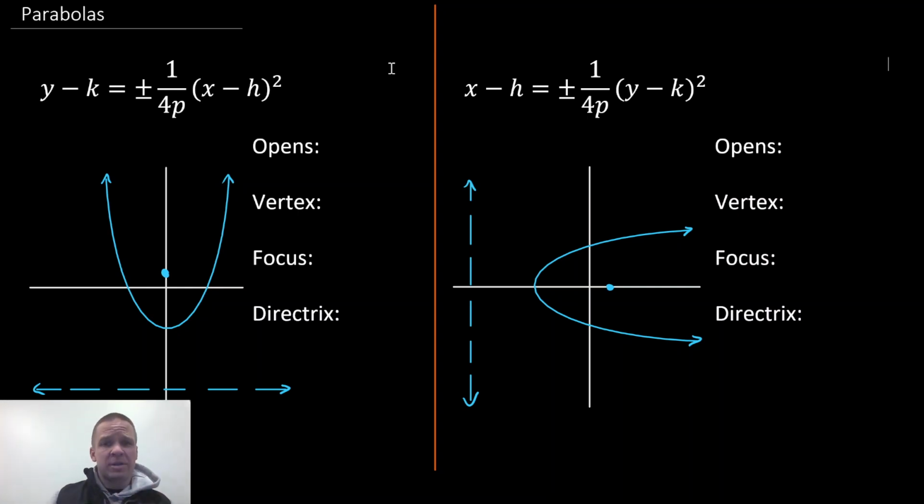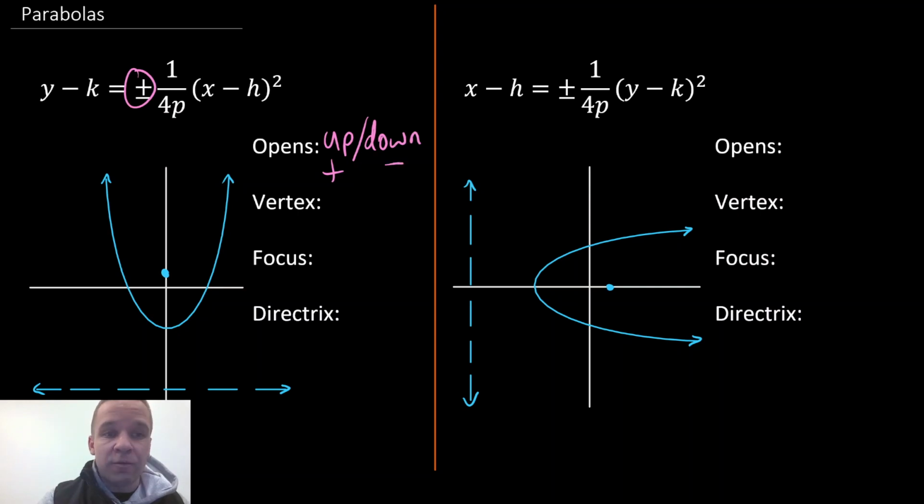You've seen parabolas before, but not necessarily in the form of our conic sections, okay? So the equation does look a little bit different, but there are some similarities. All right, so the one on the left here, it either opens up or down, and that is dictated by this plus or minus here. So it opens up or it opens down, and that's based off of it being positive or negative out front. So let's jot that down.